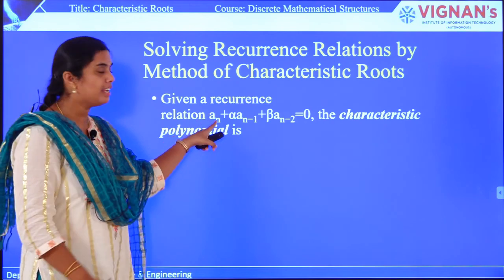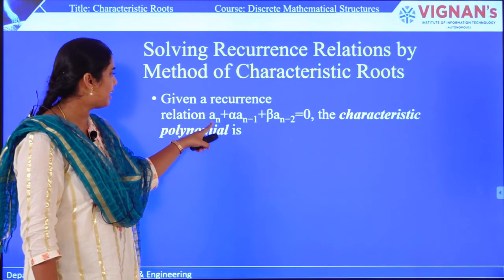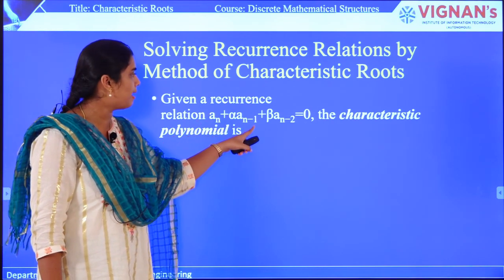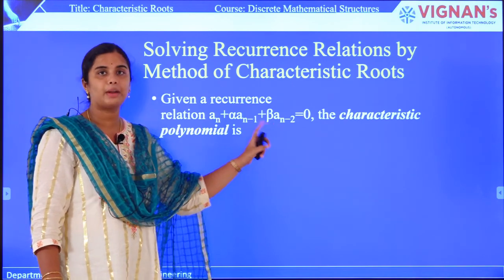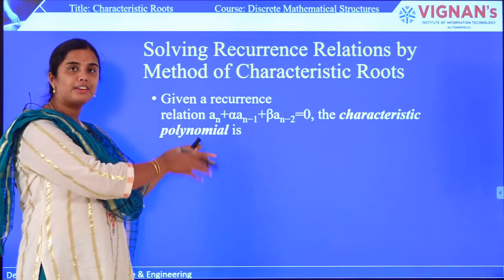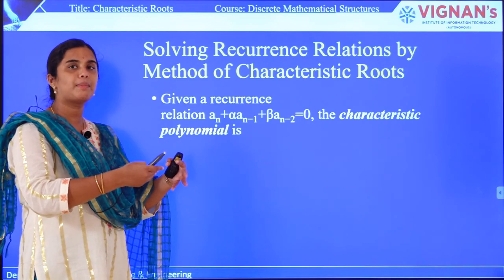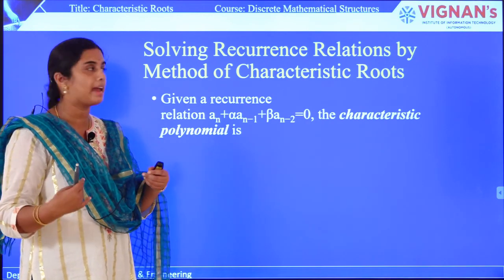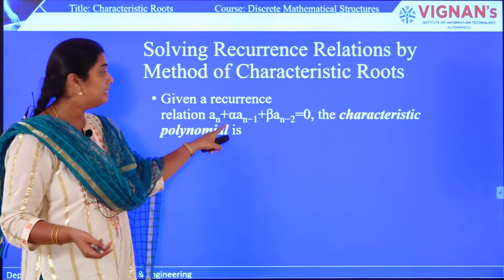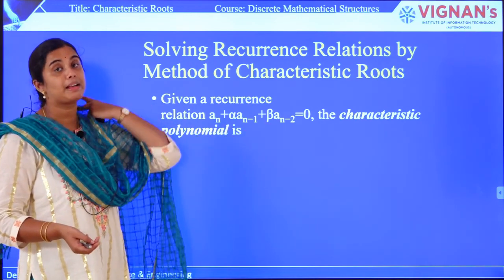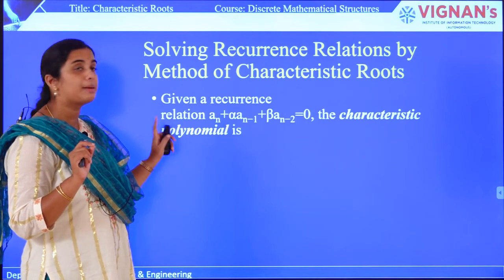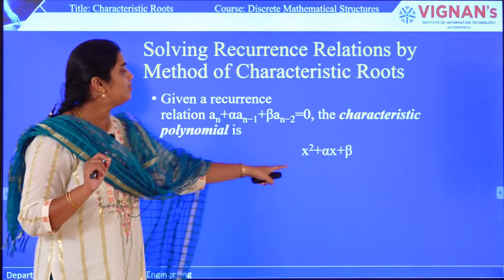Suppose you are given a recurrence relation of this format: a_n plus alpha a_(n-1) plus beta a_(n-2). Here a_n is the first term, a_(n-1) is the previous term of a_n, and a_(n-2) is the previous term of a_(n-1). If this recurrence relation is represented in characteristic polynomial form, then this will be the format.